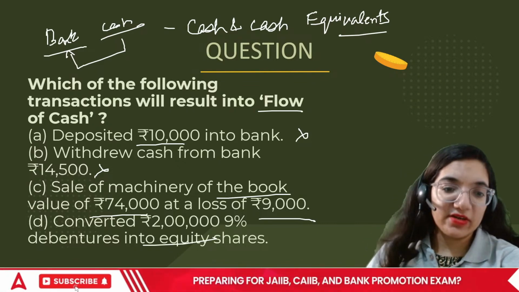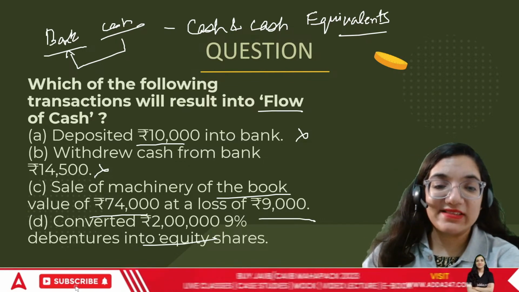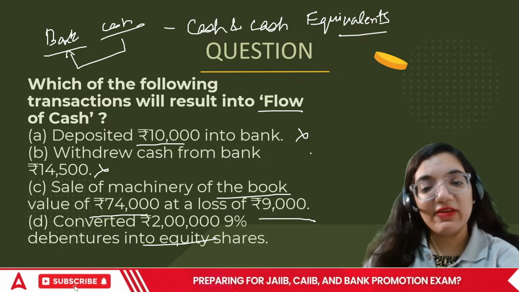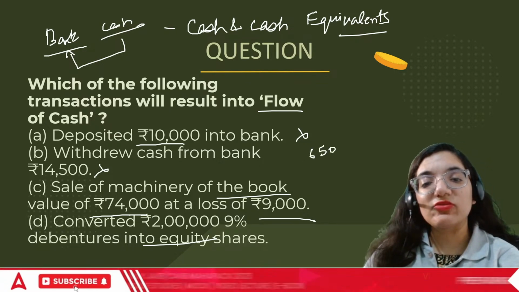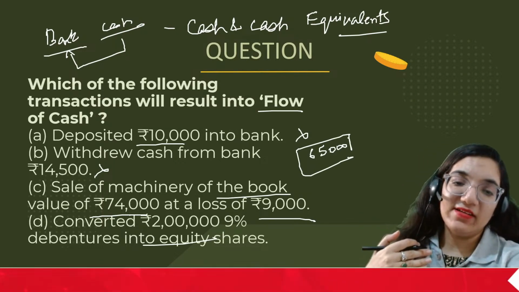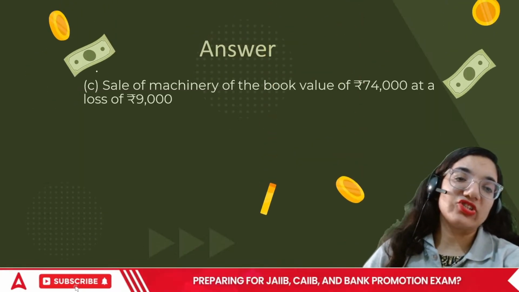One security converted into another will not really make a difference. What will make a difference is if I sell something of book value 74,000 at a loss. That means I still would have got 65,000 rupees in the business and I'm losing a machinery. So in this case, the correct answer would be that there is an inflow of cash.